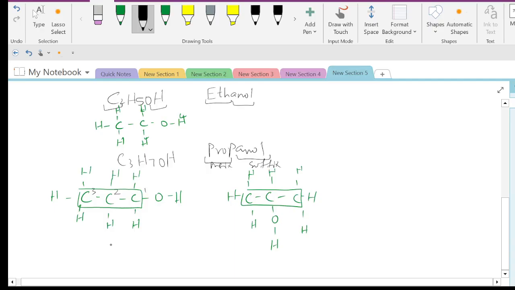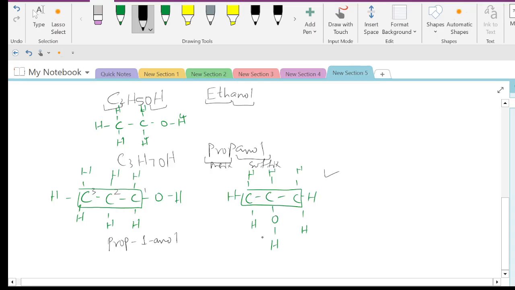Okay. So what would it be? It is prop-1-ol. Why is it prop-1-ol? Because 3 carbons are present, so that's why it is prop. And 1-ol because the hydroxyl group is present on the first carbon. And the 1 is mentioning the position of the carbon, that's why it is prop-1-ol.